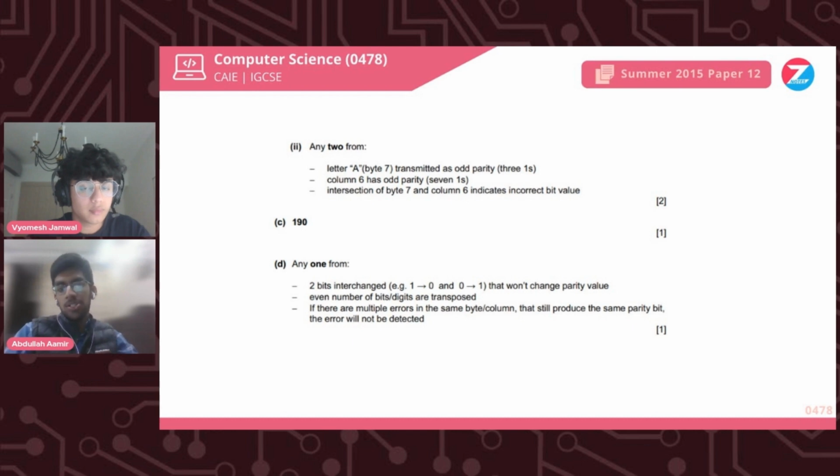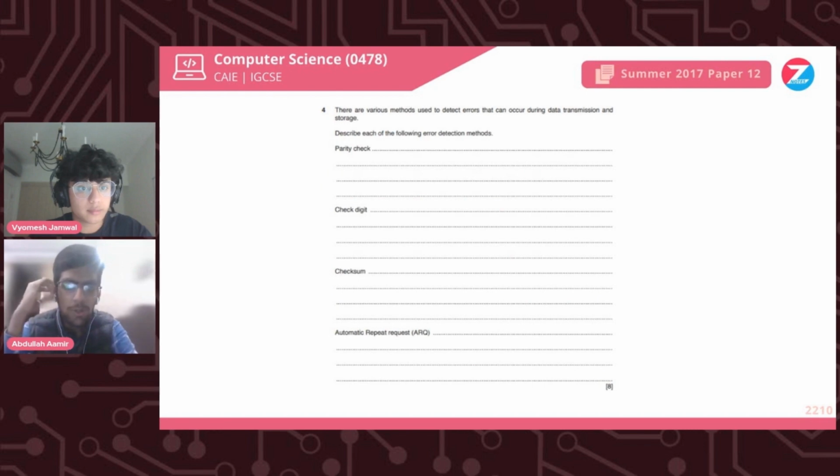And the last one: two bits are interchanged, one becomes 0 and 0 becomes 1. They would not be able to check the parity value. Even if two 1s become 0 or two 0s become 1, they will not be able to tell the difference. So now we'll be going to the next question.